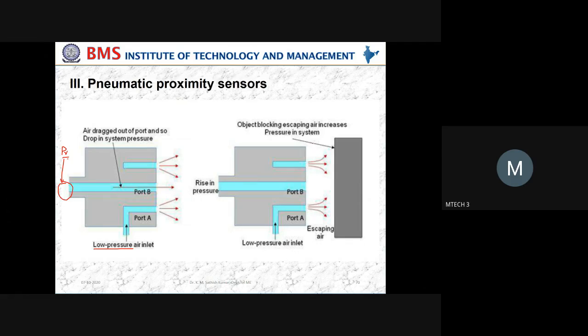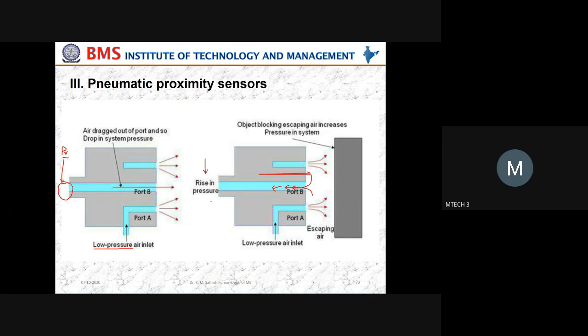Now I have placed the object very close here. Okay, it is not possible for the air to go out. Where will the air come? The air will come here. Understanding? Yes or no? The air will come here. When the air comes here, what is going to happen to the pressure at this point? It will increase. The pressure at this point is going to increase.